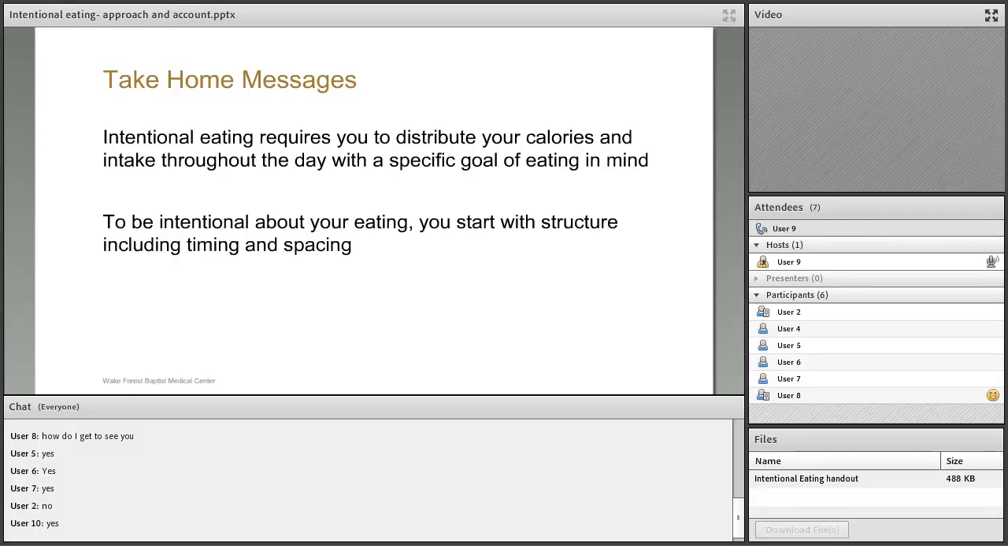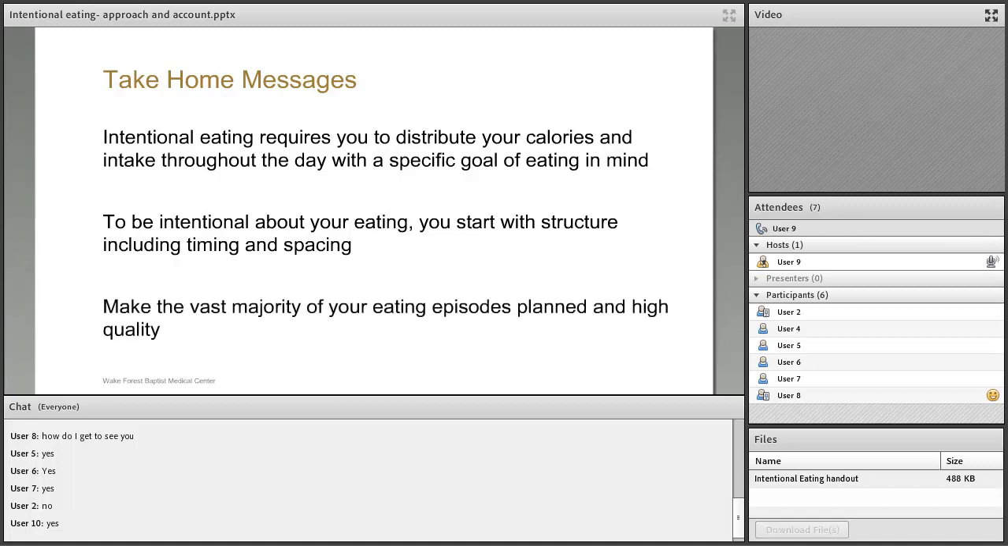To be intentional about your eating, you want to start with structure, including the timing and spacing. So again, what time of day will I start eating? When will I end eating? And then what's the frequency of eating throughout the day? What's the spacing? All of those things have an important impact on your energy intake. And then, as I said, about 75 to 80% of our eating episodes should be in that quadrant 1, which was planned and high quality. You've got plenty of room to work with unplanned eating episodes that are high quality, or low quality eating episodes that are planned, but if possible, none of our eating episodes should fall into the unplanned and low quality spaces. That should happen rarely.